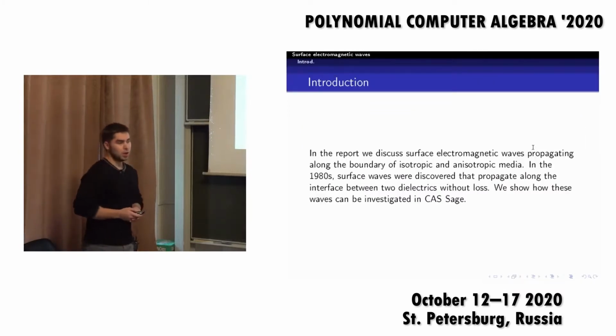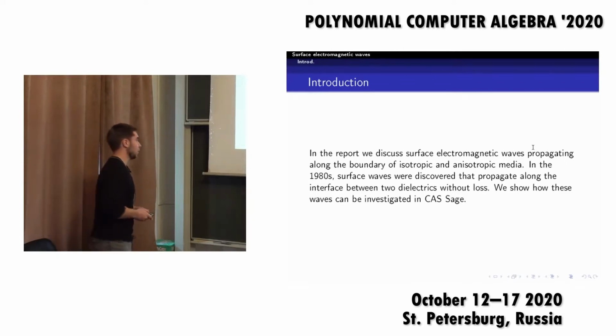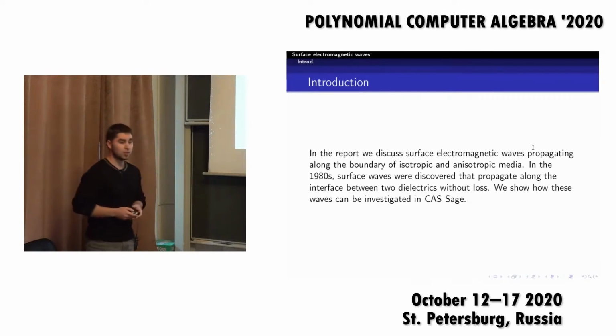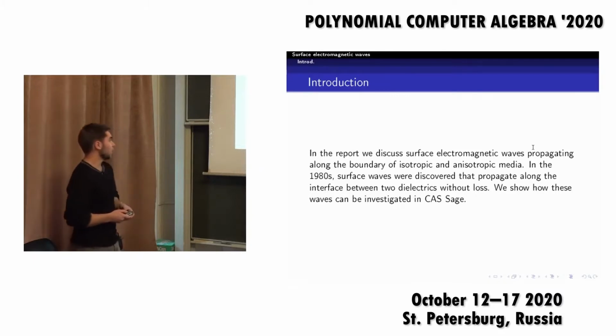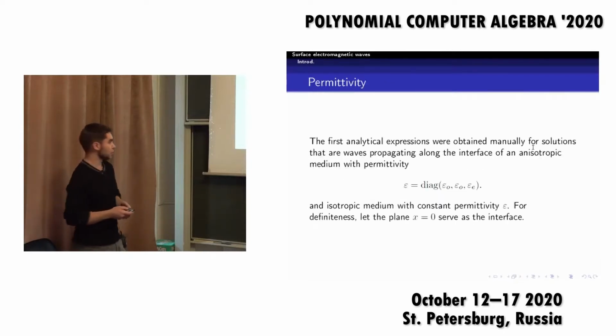I would like to discuss surface electromagnetic waves propagating along the boundary of an anisotropic and an isotropic medium. In the 1970s, surface waves were discovered that propagate along the interface between two dielectrics without loss. We show how these waves can be investigated in a closed form.